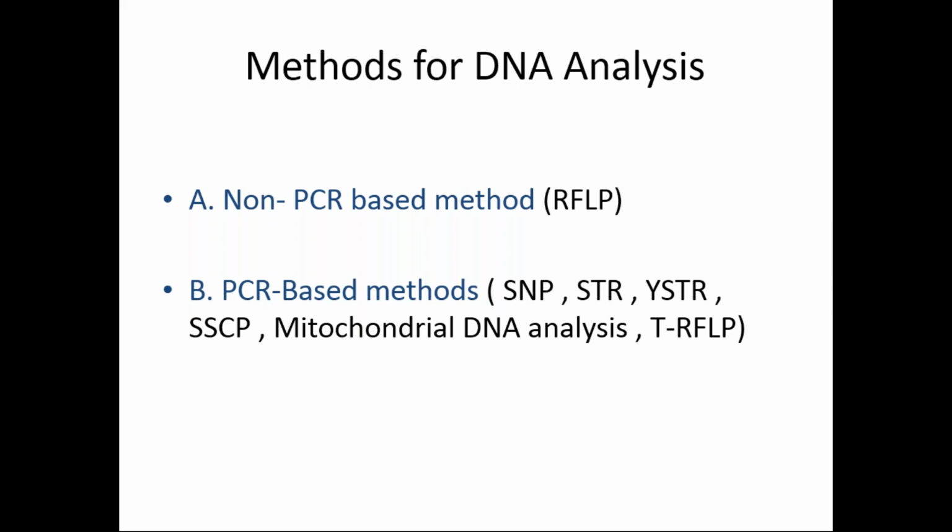After the discovery of PCR, a number of different DNA analysis methods were developed by various scientists, and those methods are known as SNP, which stands for single nucleotide polymorphism. Then the STR, that is short tandem repeats. Then Y-STR. Then there is SSCP, single stranded conformational polymorphism. Then mitochondrial DNA analysis and TRFLP.